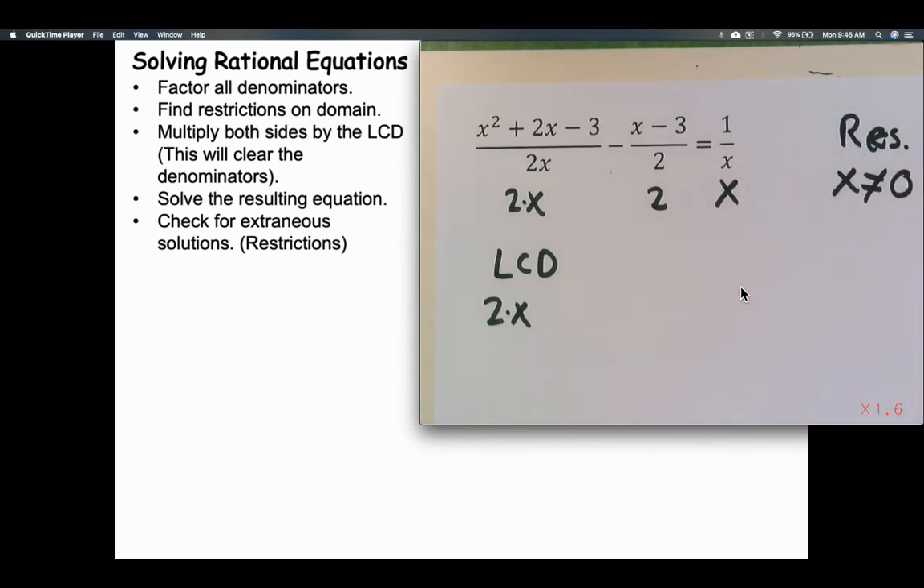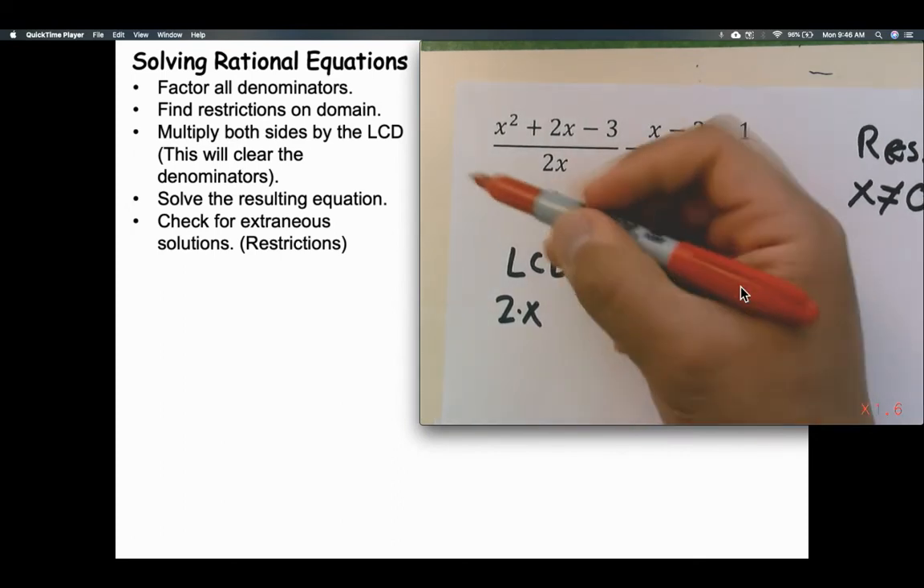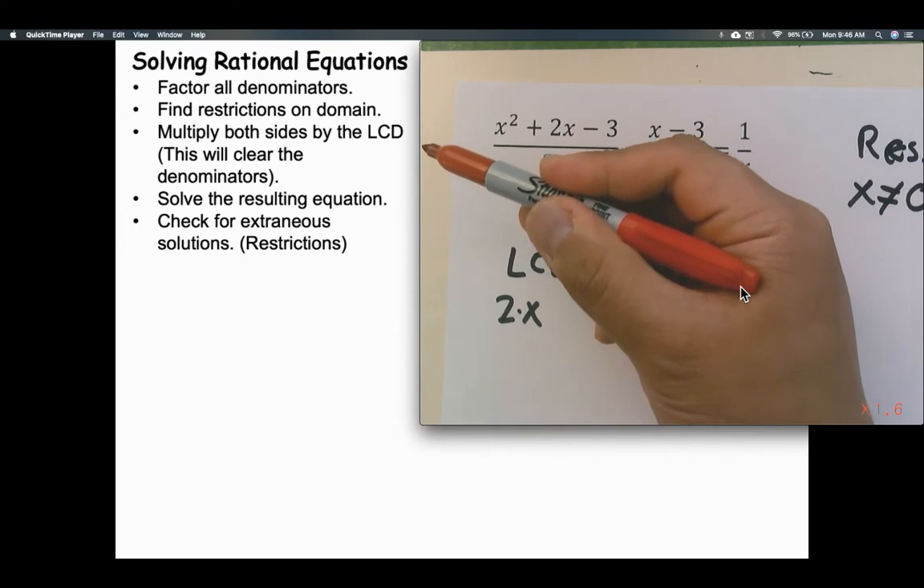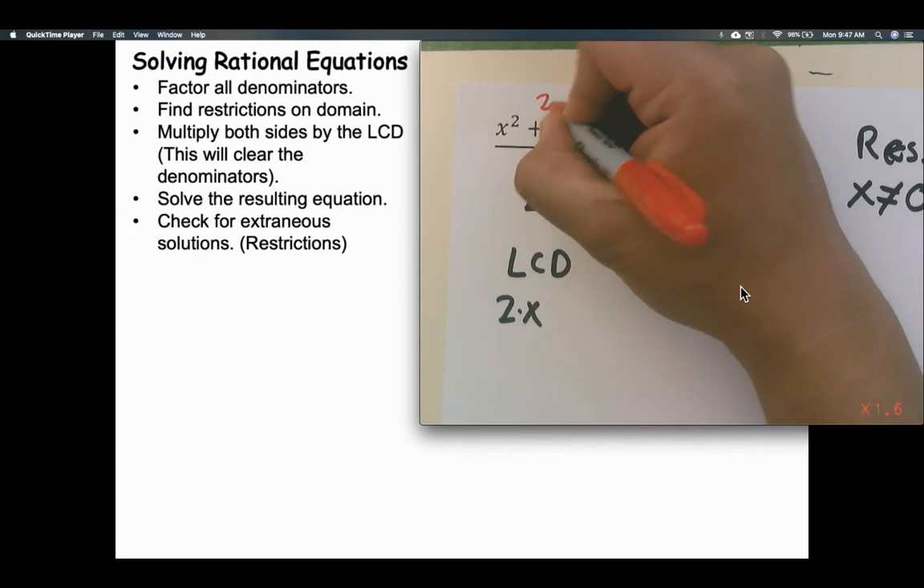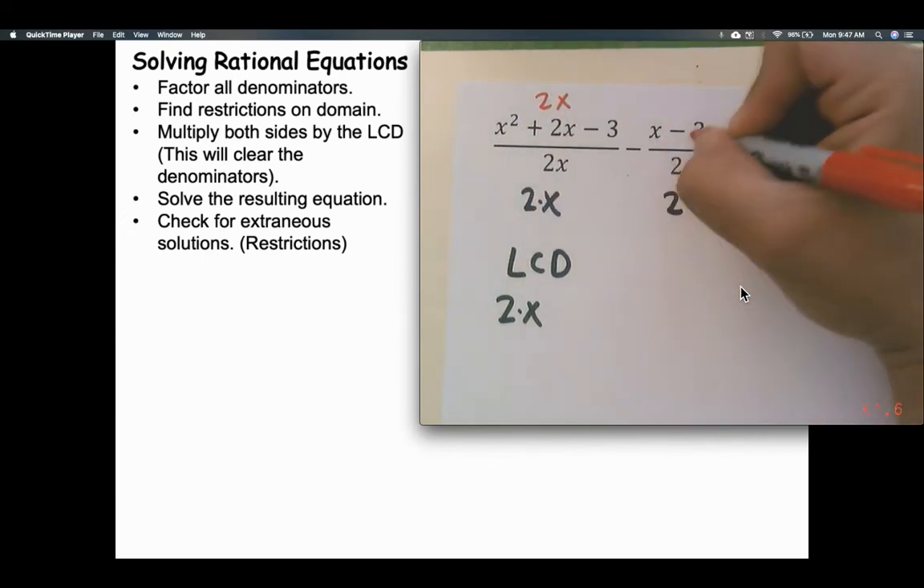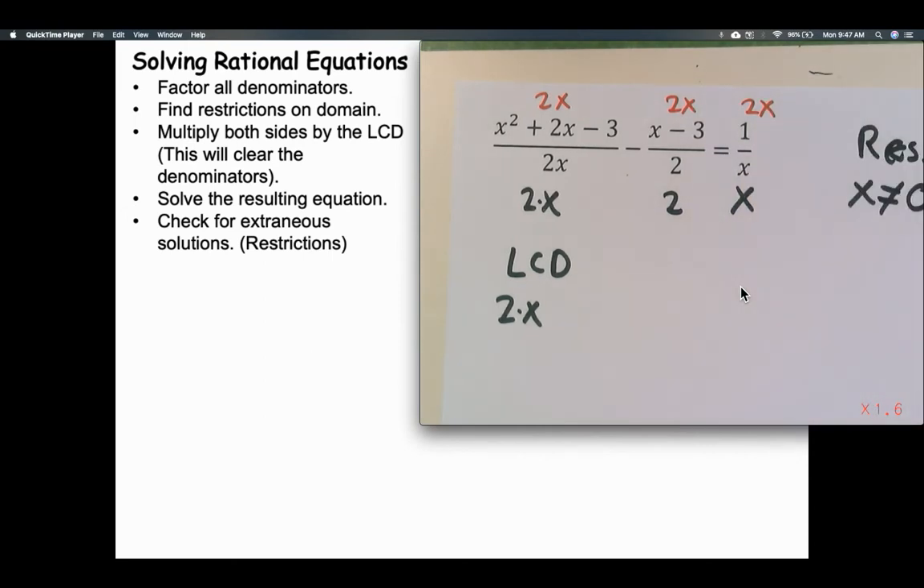All right, so what we're going to do here is, now what step am I on? I found my restrictions. Now let's go ahead and go to multiplying each side by the LCD. Okay, so I got my 2x. I'm going to multiply the top up here by a 2x, multiply this top up here by a 2x, multiply the top up here by a 2x. So I just took my LCD, multiplying it across every numerator that's there.